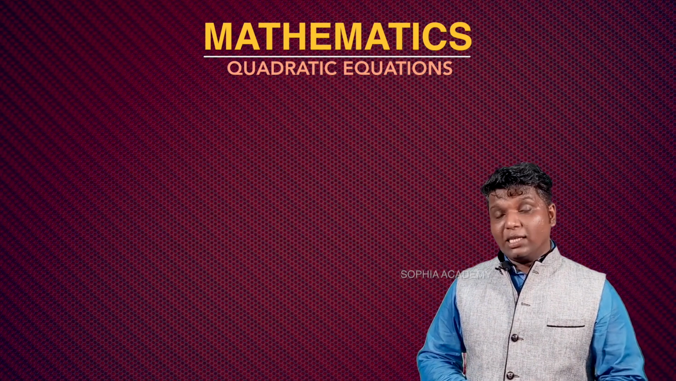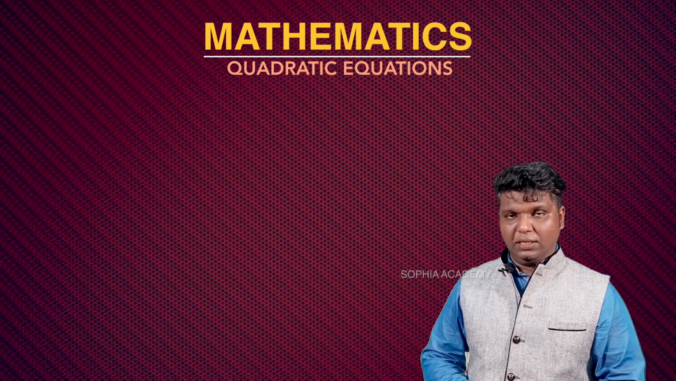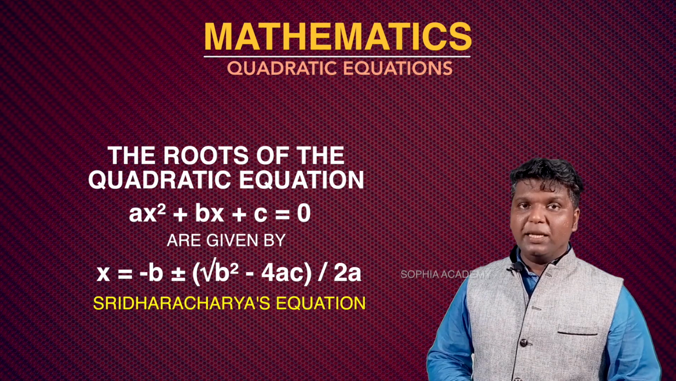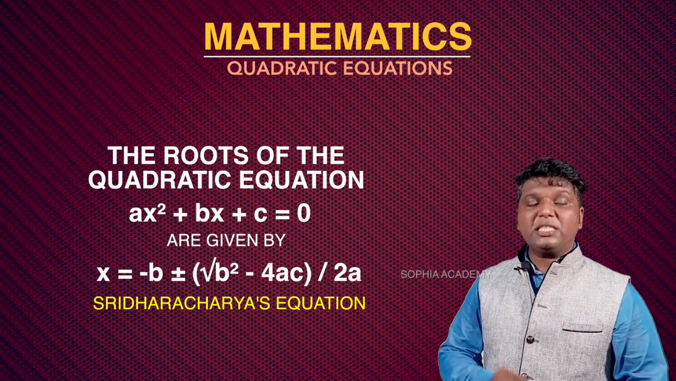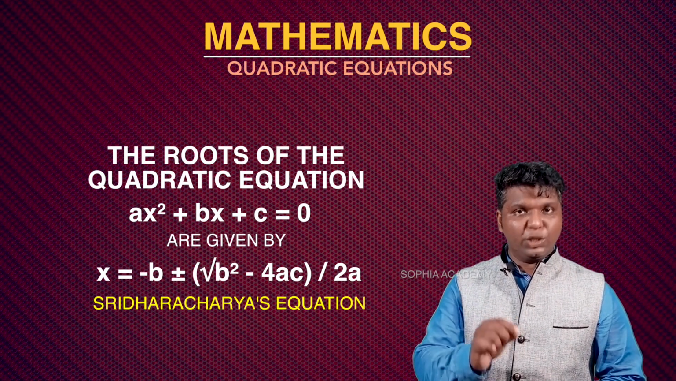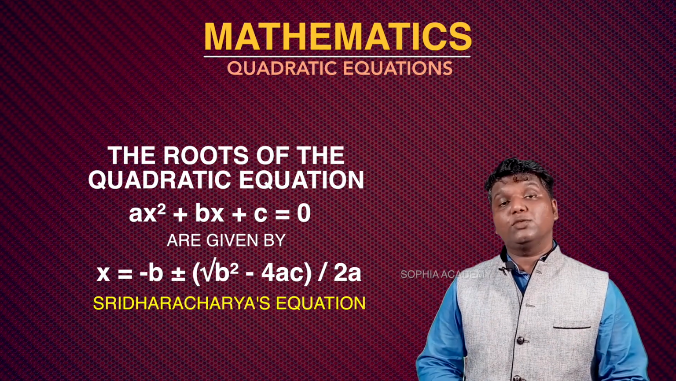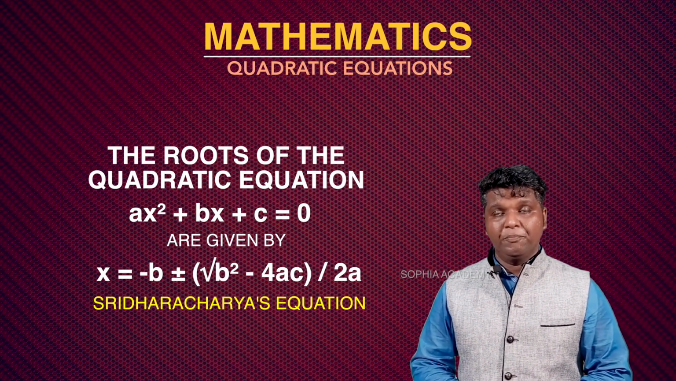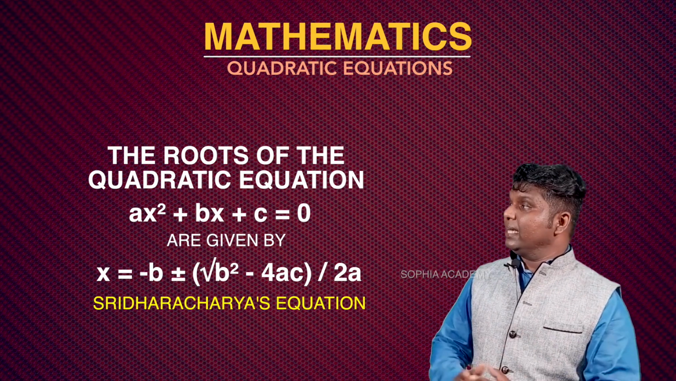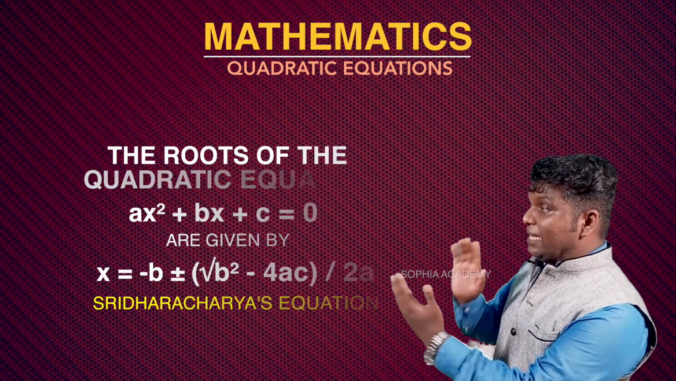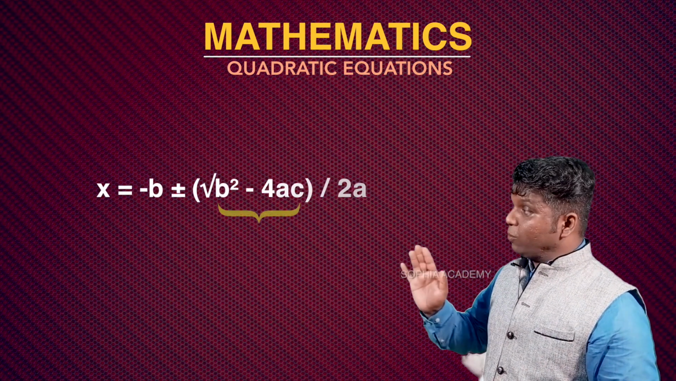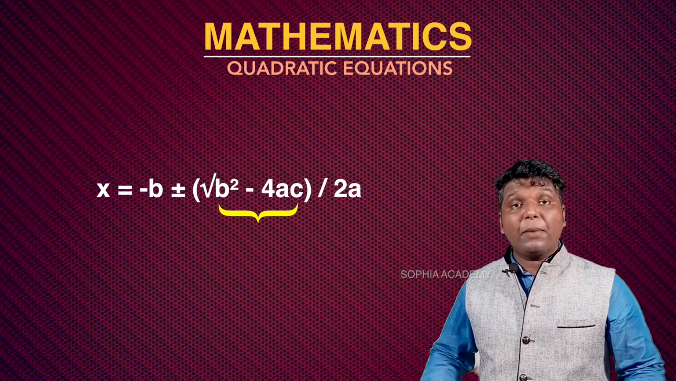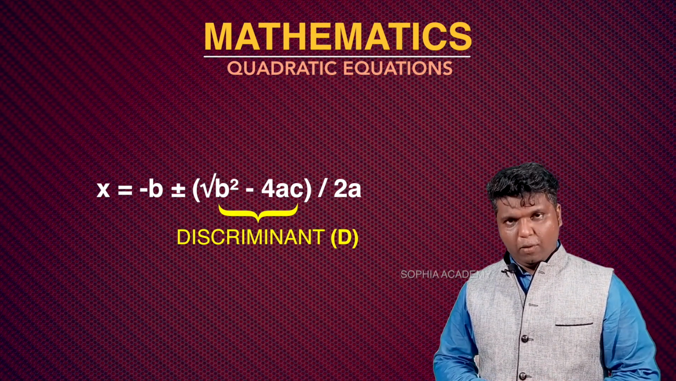In the last class, I taught you about the Sridharacharya equation, that means the quadratic formula. What was it? x is equal to minus b plus or minus root of b square minus 4ac, the whole divided by 2a. That is what we call the quadratic formula. In it you can see a particular term kept inside the root, b square minus 4ac. Actually, this term determines the nature of any given quadratic equation.